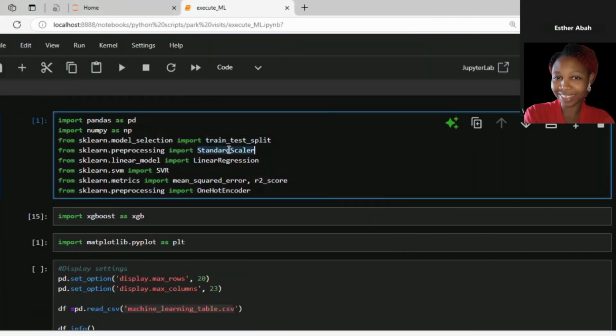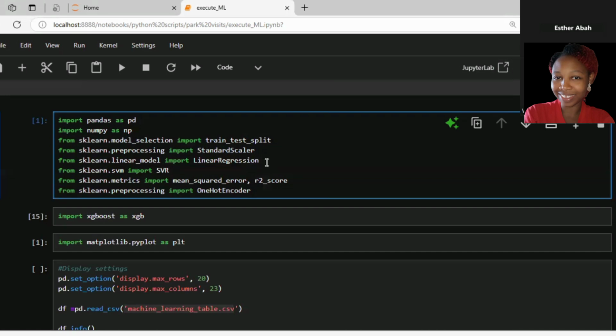Now, when you are dealing with a machine learning problem, this is a synthetic data set, so it's almost perfect. If it was a real world problem, it's not that perfect. You understand? So what this standard scaler does is it rescales your data.